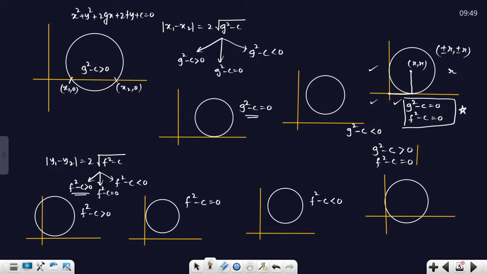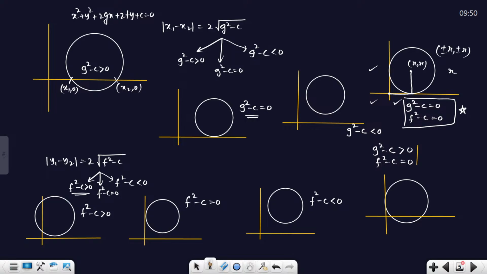Okay? And when it is touching both the axes, the radius r will be the abscissa or ordinate of the center. Because here, when it is touching both the axes, the coordinate of the center is r comma r. And in that case, your radius will also be equal to r. Is it clear to all of you? Is this clear? So it's pretty simple.